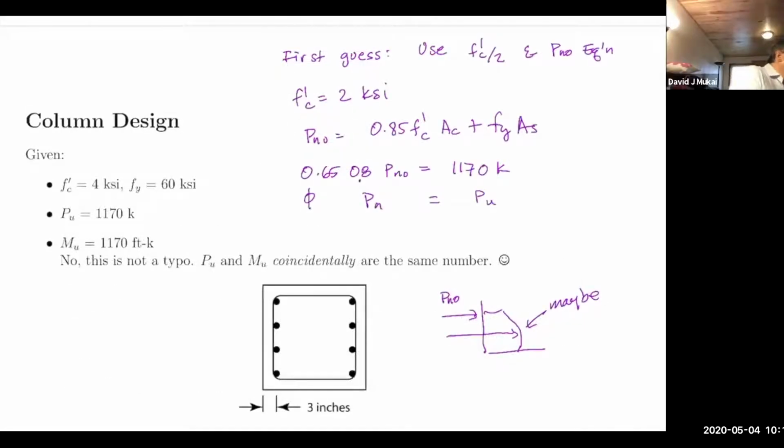Okay, so what we're going to do is, this is the first guess. You're going to use f'c over 2. This is the equation when there's no moment. So we're going to use that equation because it's the only equation we have that's not from the interaction diagram. But what we're going to do is use f'c over 2.